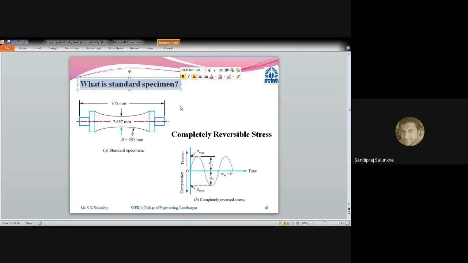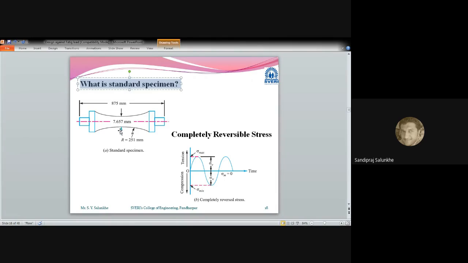Now this standard specimen is nothing but the specimen which has standard dimensions. That's why I have drawn that diagram which we can see on the PPT. That diagram has standard dimensions. What are the standard dimensions? Its length should be 875 millimeter only.